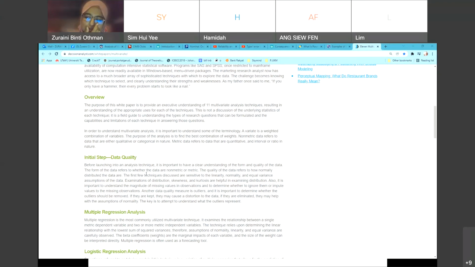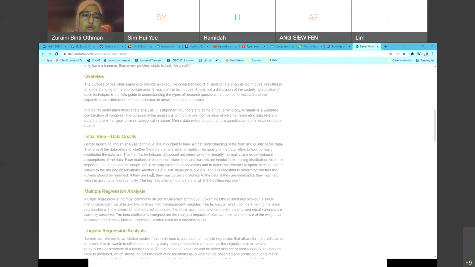Okay, for the lab session, we will study how to know our data, how to explore, how to make our data clean and how to tidy our data. Okay, that's the first thing that you have to do before you analyze your data. You have to examine your data first. It is important to understand the magnitude of missing values in observations, and determine whether to ignore them or impute values for the observations, or if you want to split the data first.